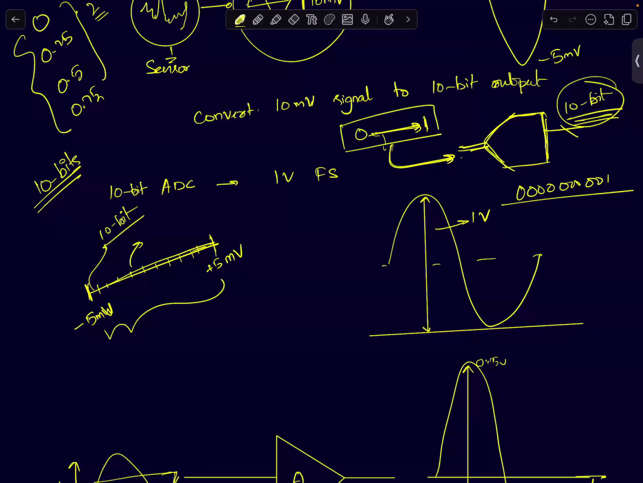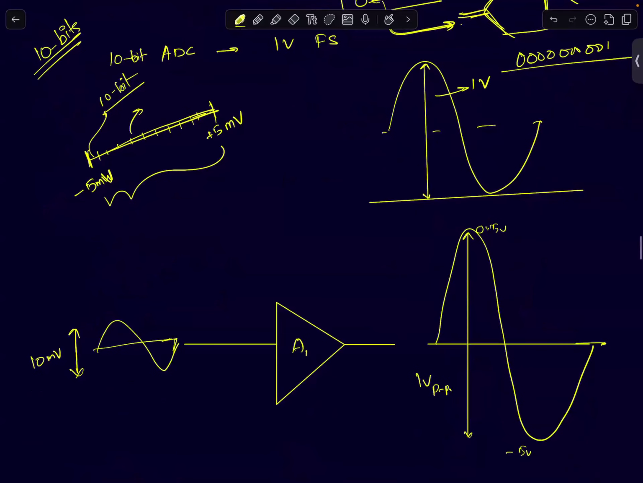So now think like this. Your problem is this right now. You have a real number that goes from minus 5 millivolts to plus 5 millivolts. I want to convert this interval, minus 5 to plus 5, to 0 to 1. What operations do you think you should do? I'm asking you to think like an engineer. You have a signal that goes from minus 5 to plus 5.